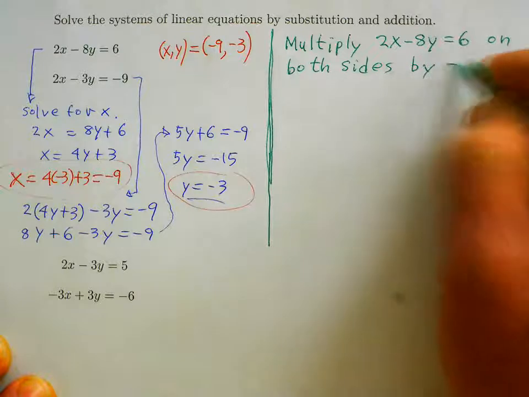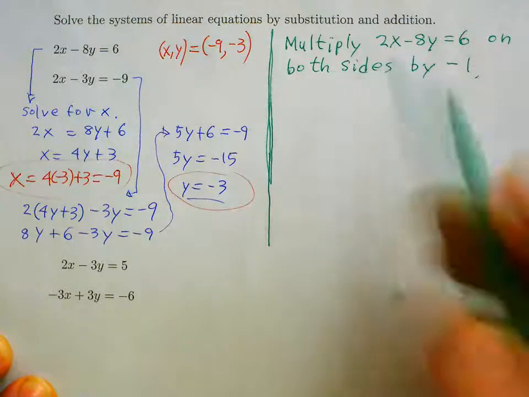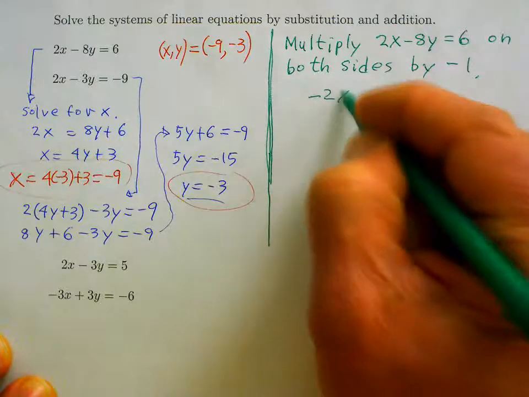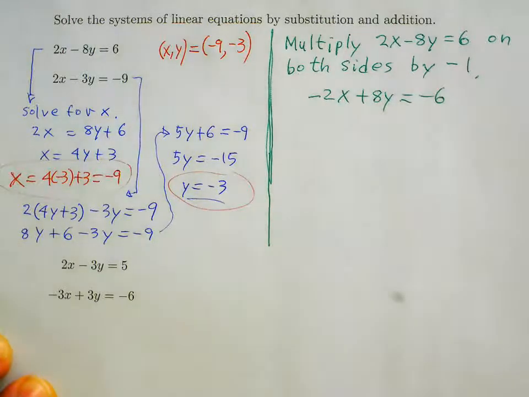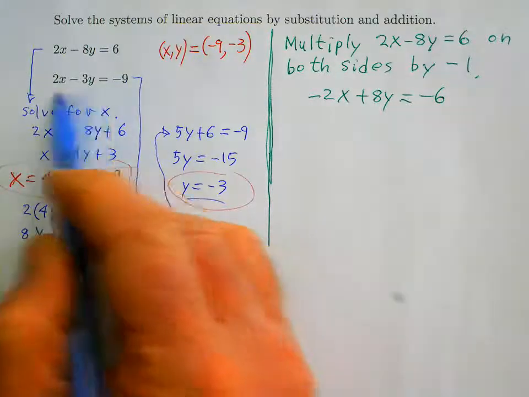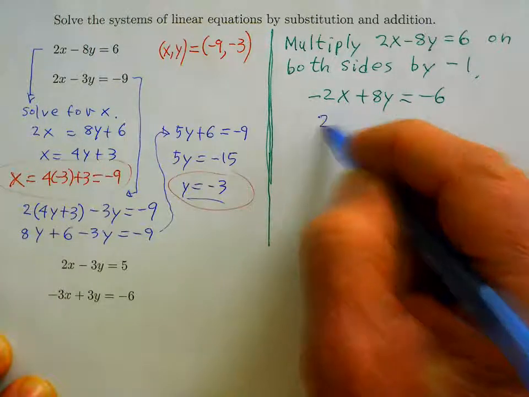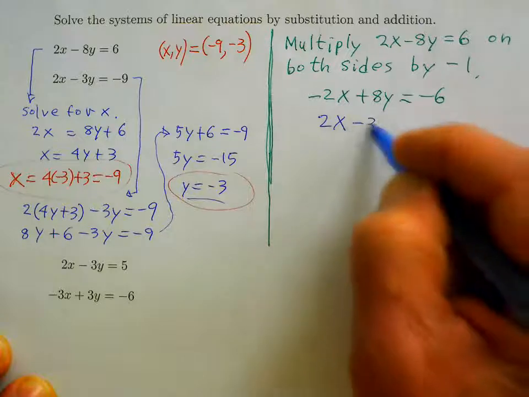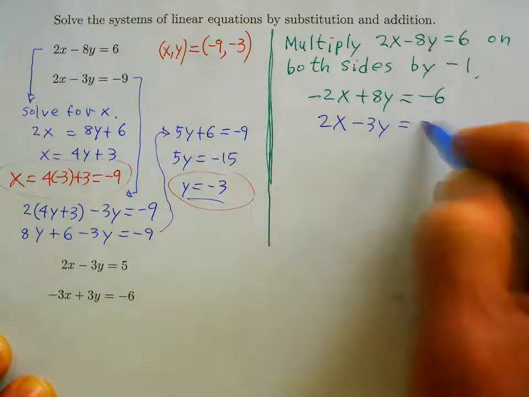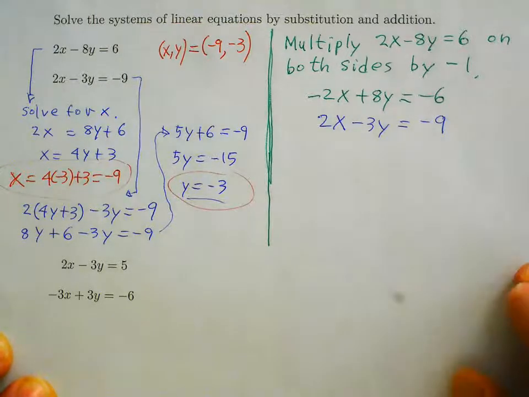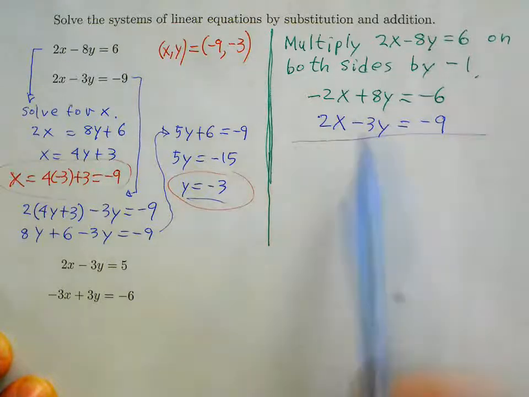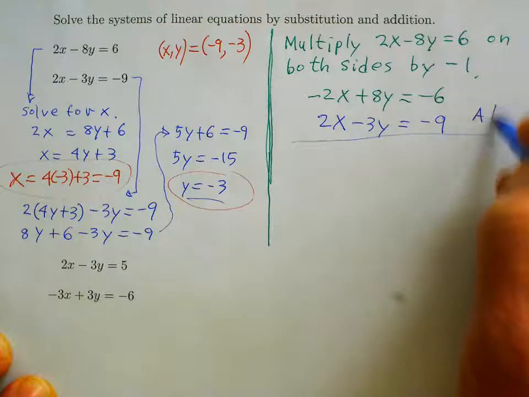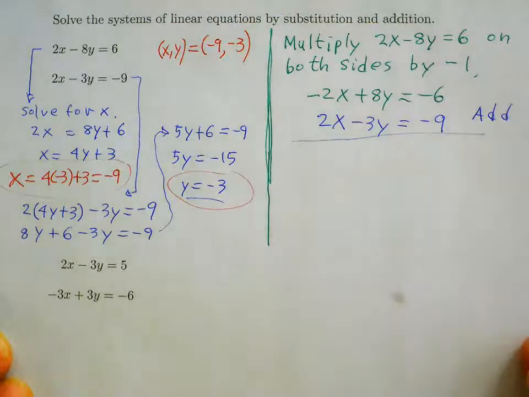By negative 1. So when I do that, I get negative 2x plus 8y equals negative 6. Then I'm going to leave the bottom equation exactly the same: 2x minus 3y equals negative 9. And then when I add these two equations, the variable x will be eliminated.